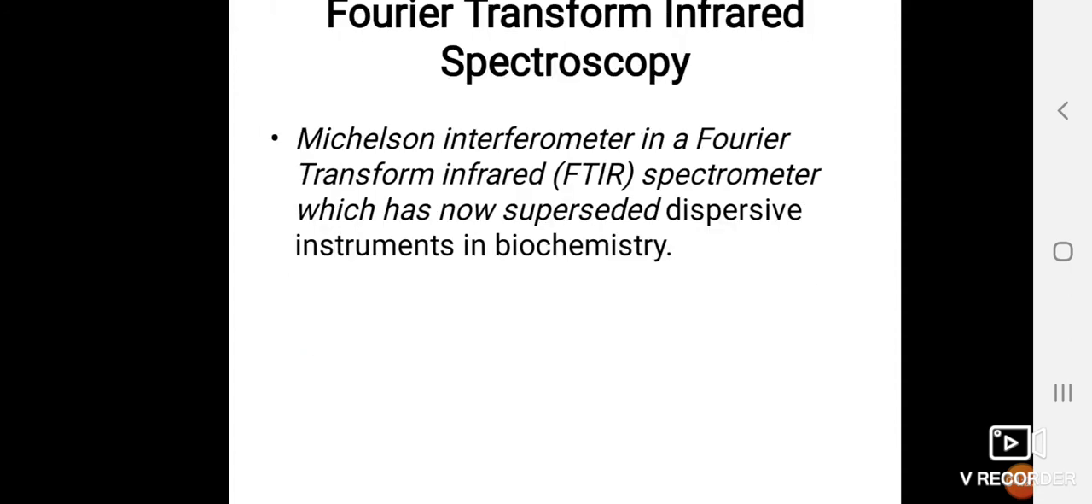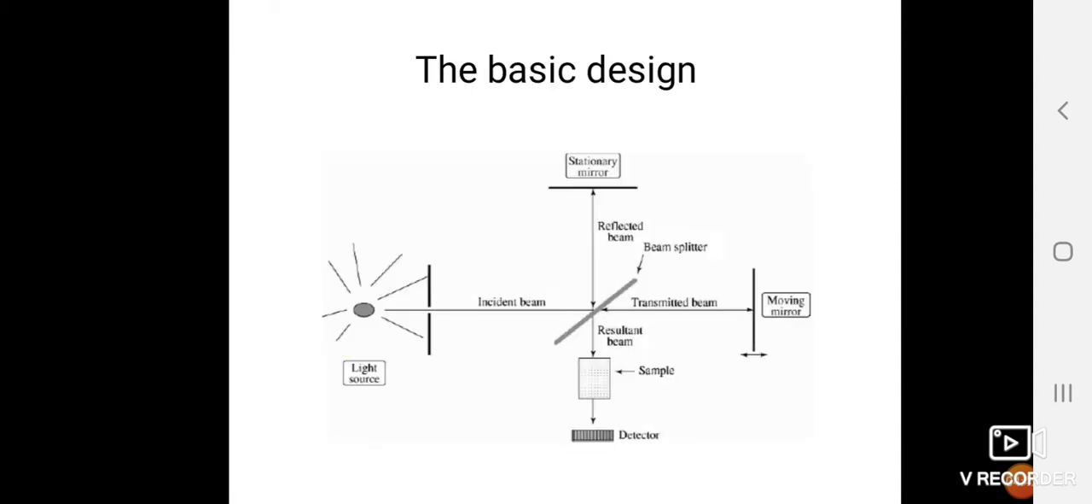Next is the Fourier transform infrared spectroscopic method. The Michelson interferometer in Fourier transform IR spectroscopy has now superseded the initial IR spectroscopy. Now everywhere people are using FTIR. It has a basic design in which there is a source of radiation, followed by the incident beam, which is allowed to pass through the sample.